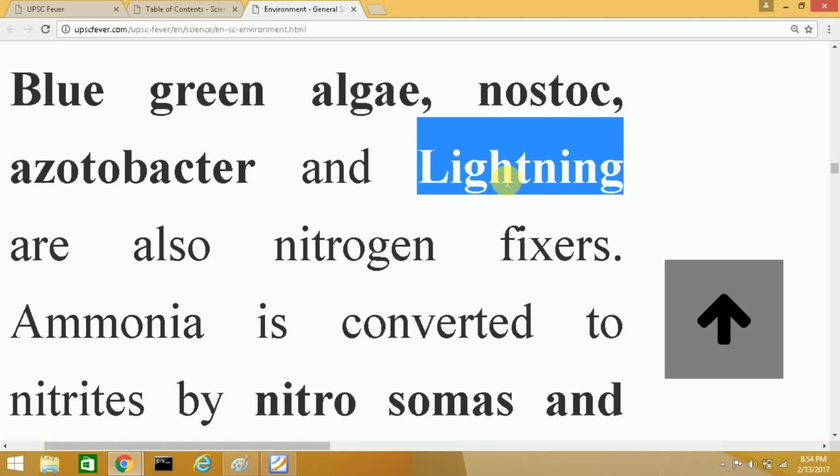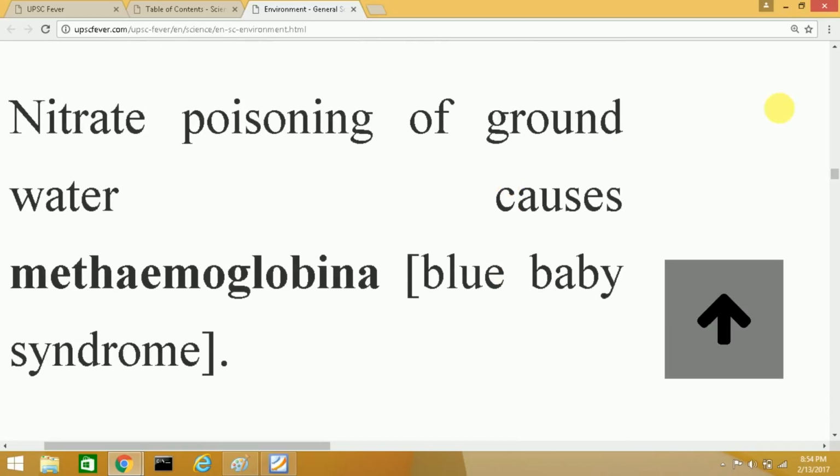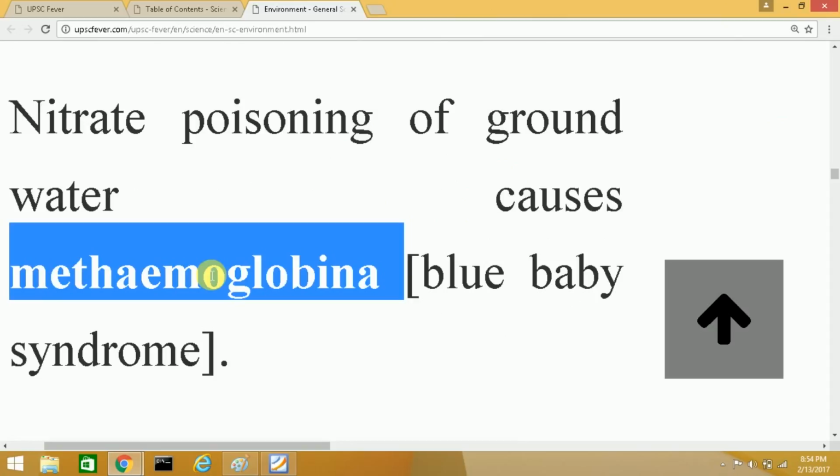However, excess use of nitrate or nitrogenous fertilizers can lead to a disease known as methemoglobinemia. So it is also called the blue baby syndrome. So when nitrogen fertilizers are used, nitrate enters into the soil and dissolves in the groundwater. And when this groundwater rises up and is consumed for drinking, it leads to a disease known as blue baby syndrome.